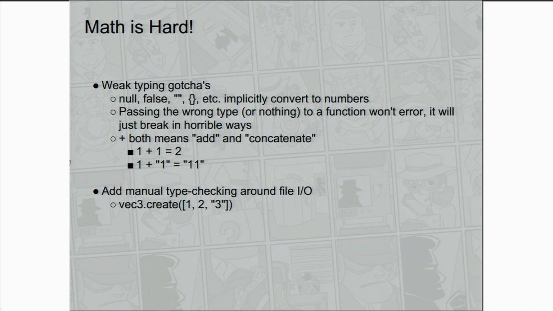Finally, math is hard. This is due to JavaScript being a weak language. It means that things like false, empty string, empty object, empty array, basically anything that it can will convert to 0. This includes null, which means that if you don't pass something into a function, that will be converted to 0, which means unlike in a compiled language like C++, where if you pass the wrong parameter, it will just error, it won't error, it'll just break in weird ways that you're not expecting. There's also the string problem.